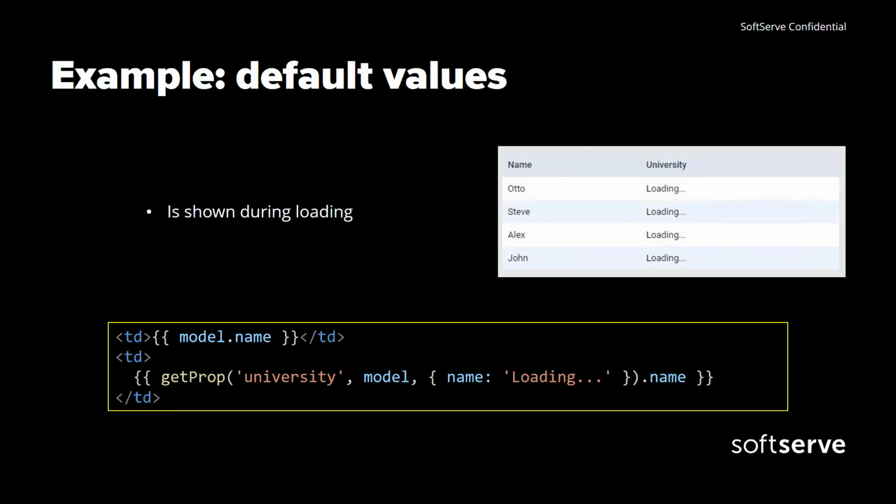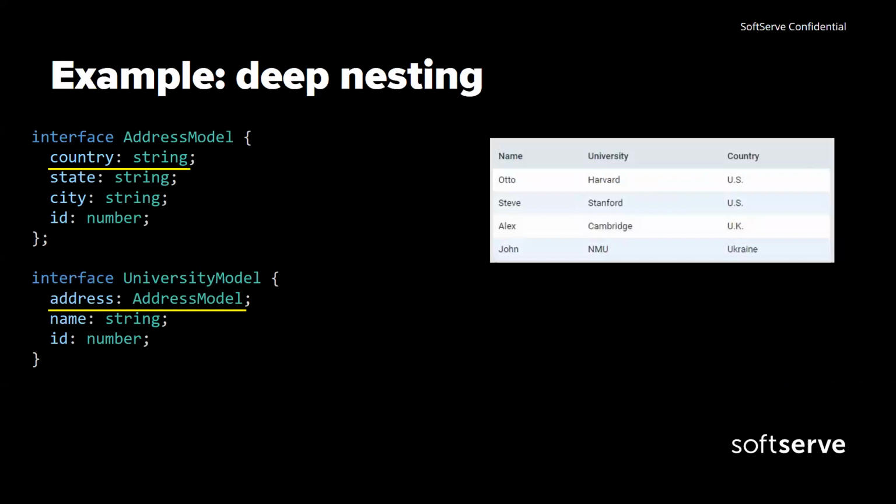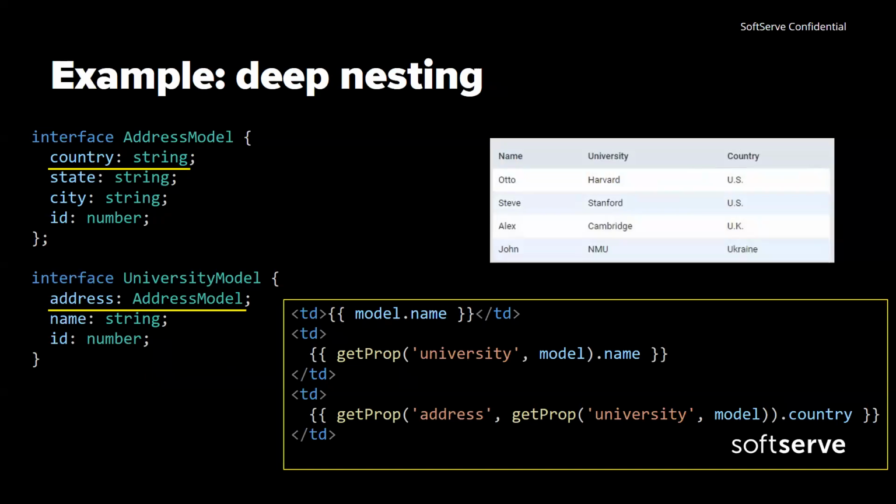Let's look at a little bit more complex case. We have two levels of nesting. For example, we have a student model, which contains a university model, which contains an address model. And we need to render a table which contains a student name column, a university name column, and a country name column. That is how our solution will look for this concrete case. And you can already notice the disadvantage of the approach we used, because this can look a little bit terrible for deep nesting. It looks like a pyramid of hell.